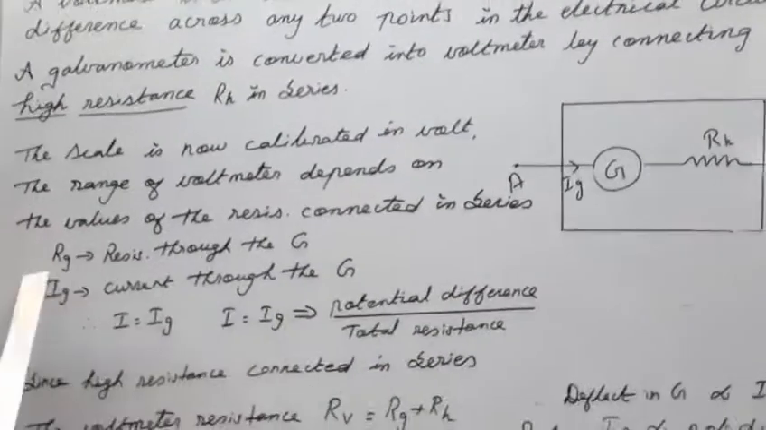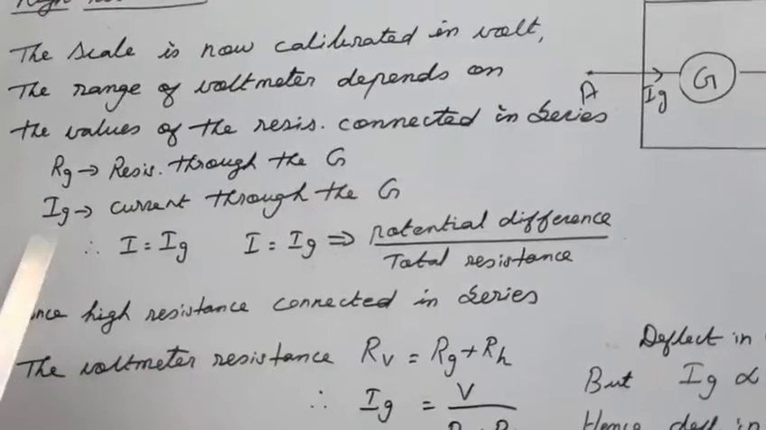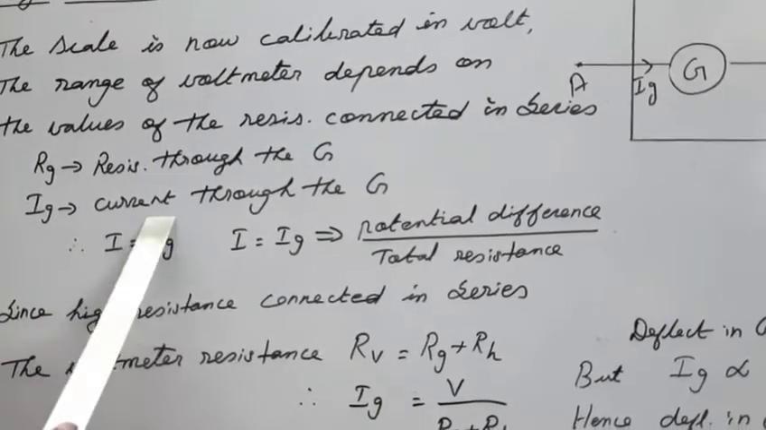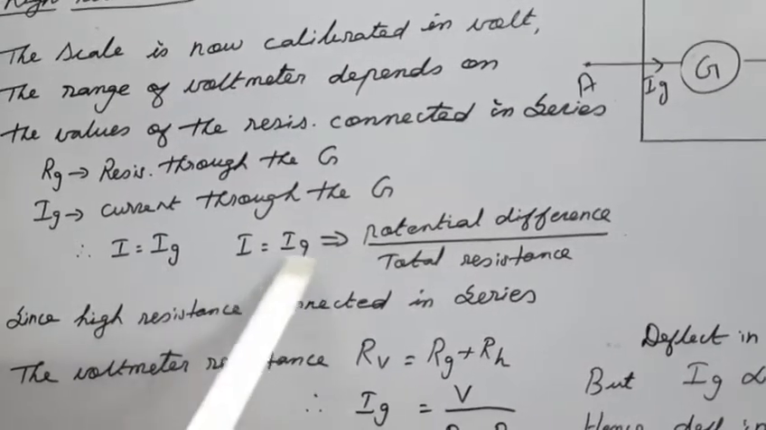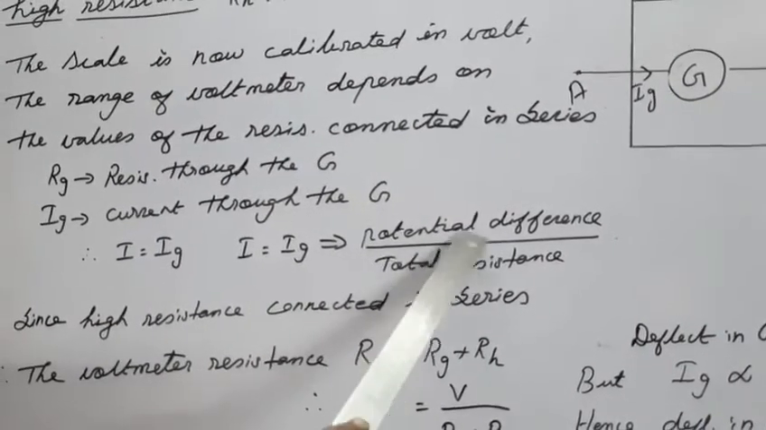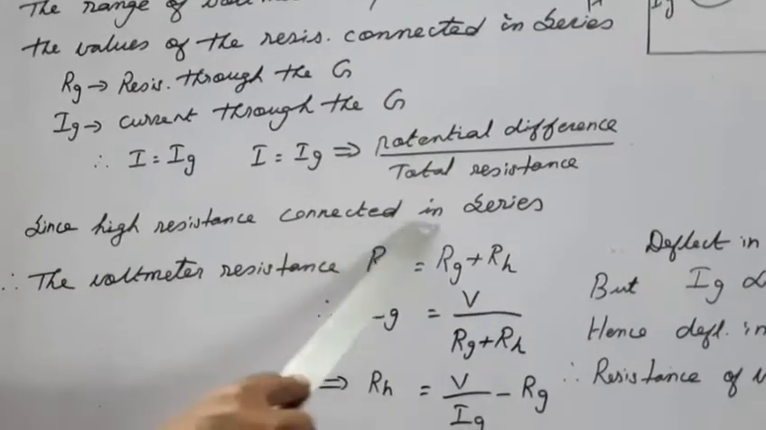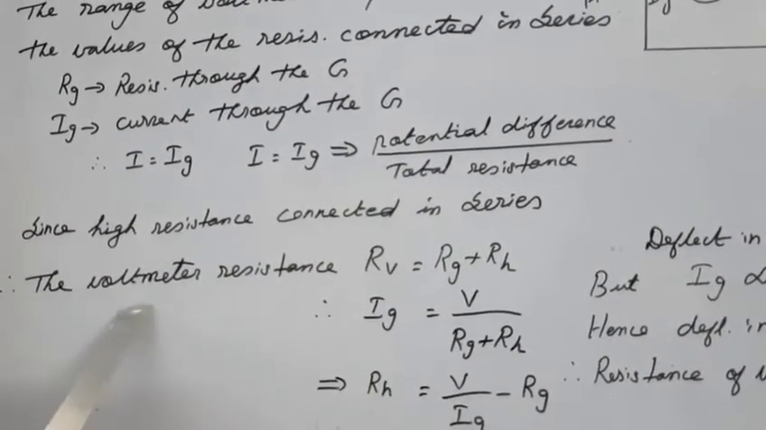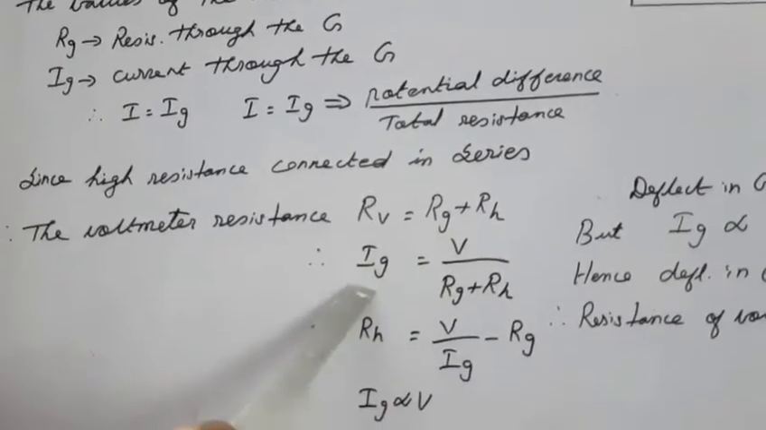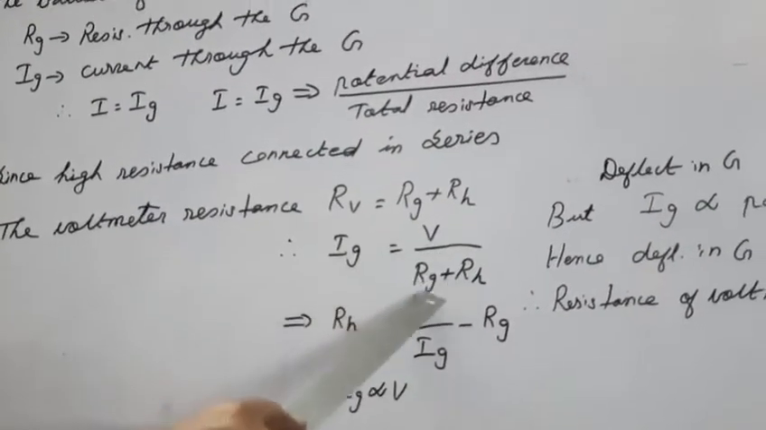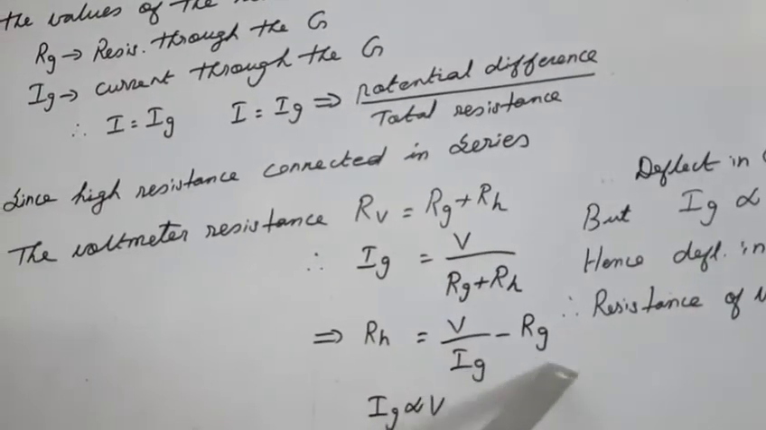From this diagram, Rg is the resistance of the galvanometer, and Ig is the current through the galvanometer. Therefore, I is equal to Ig, which is equal to potential difference by total resistance. Since the high resistance is connected in series, the voltmeter resistance Rv equals Rg plus Rh. Therefore, Ig is equal to V by (Rg plus Rh). Therefore, Rh is equal to V by Ig minus Rg.